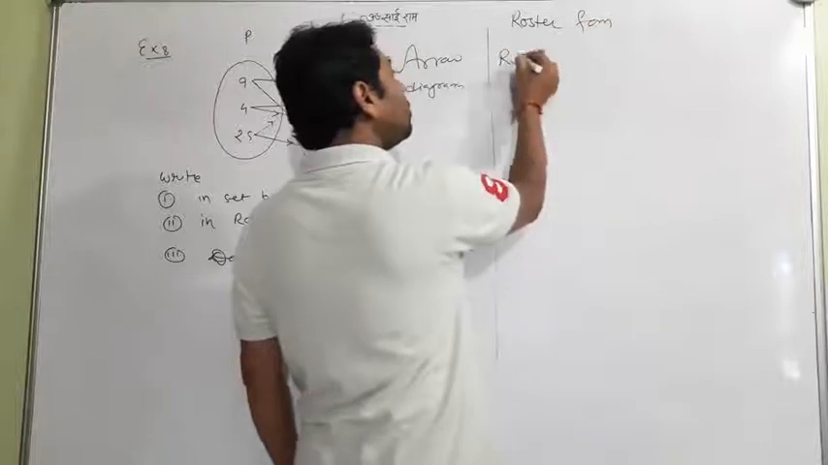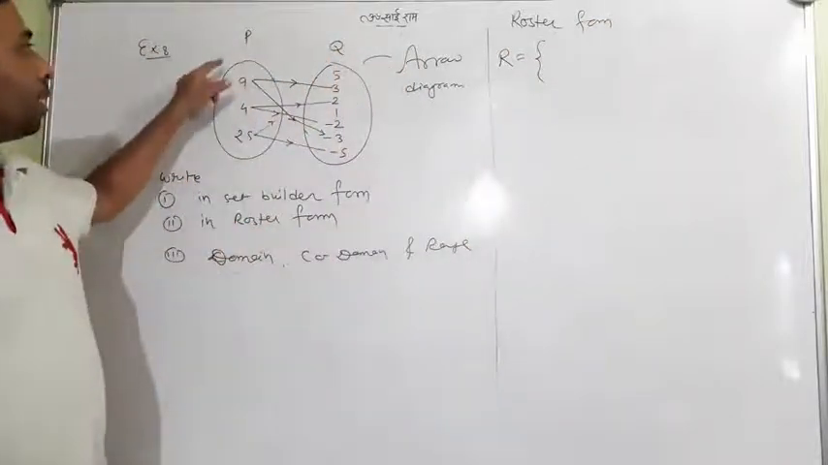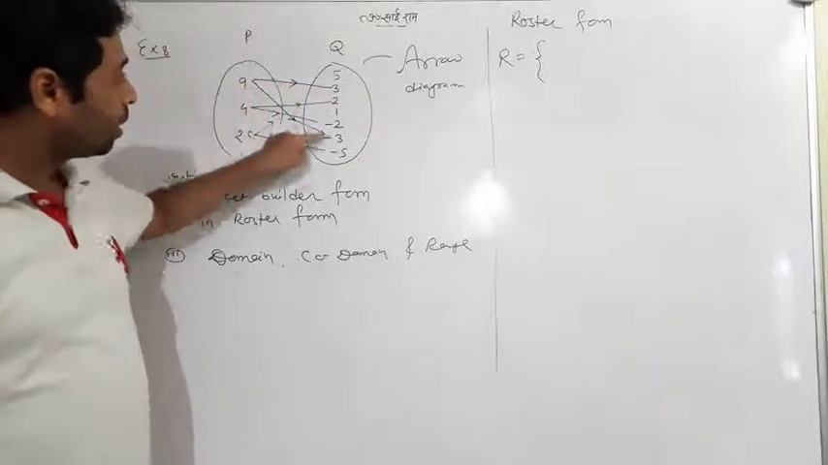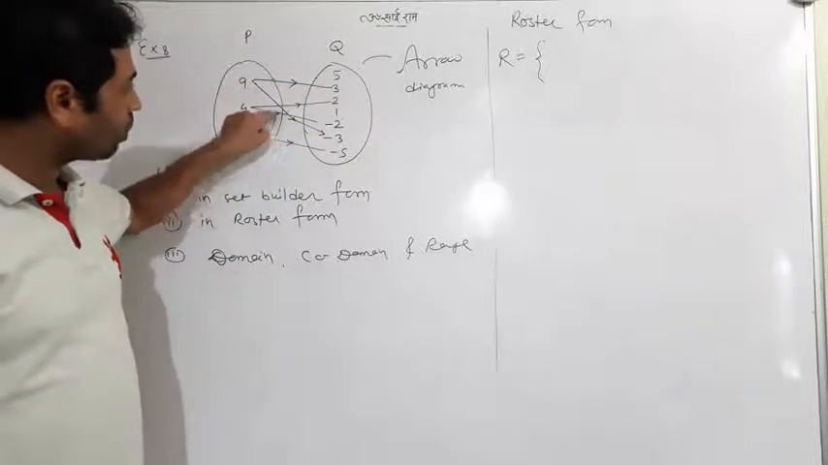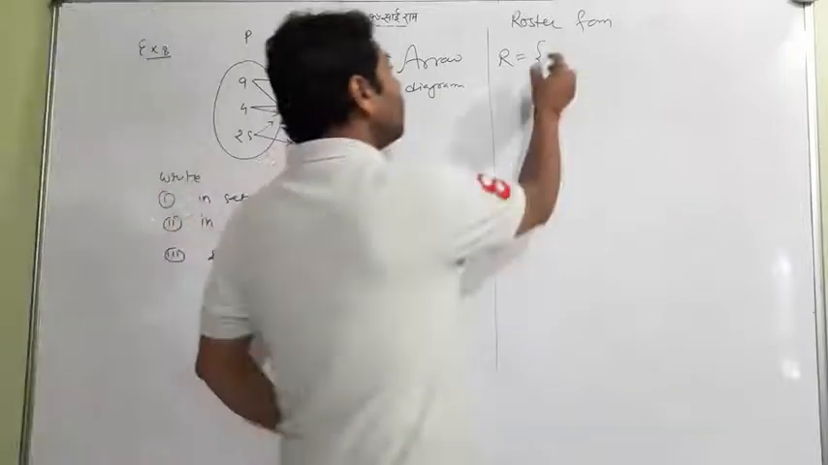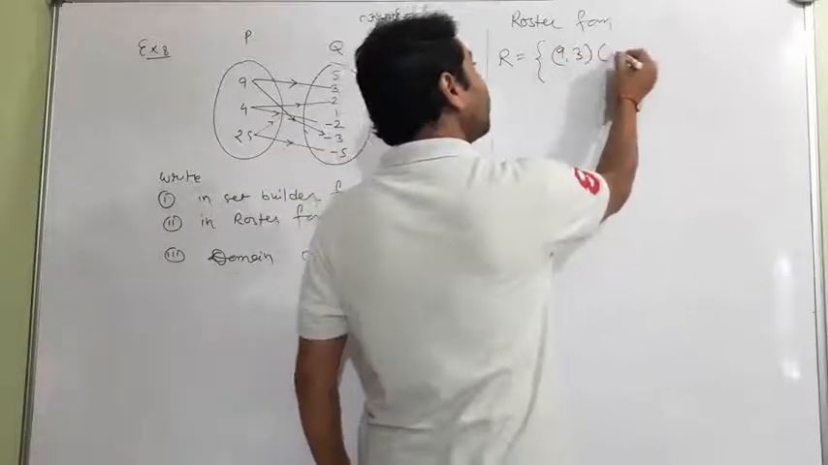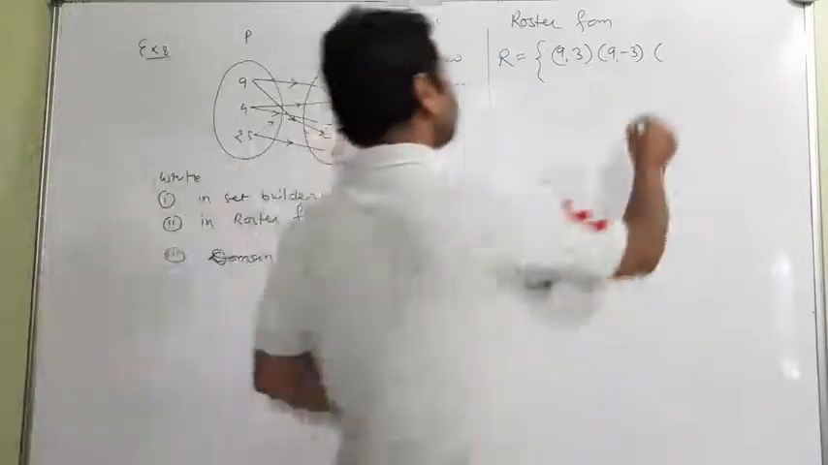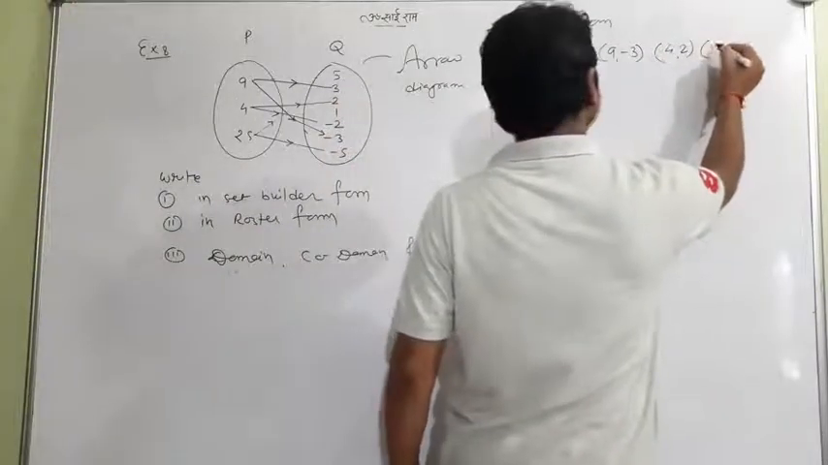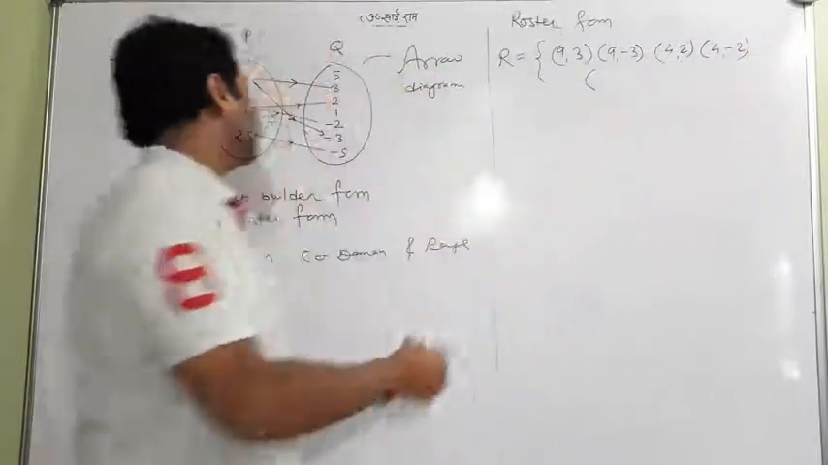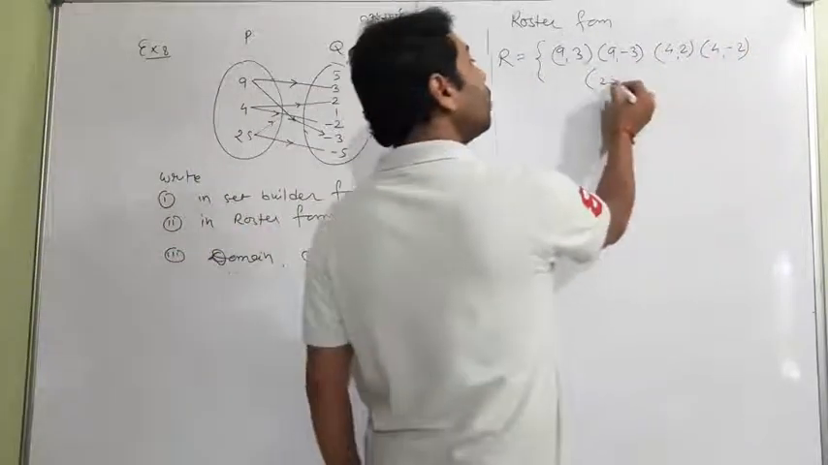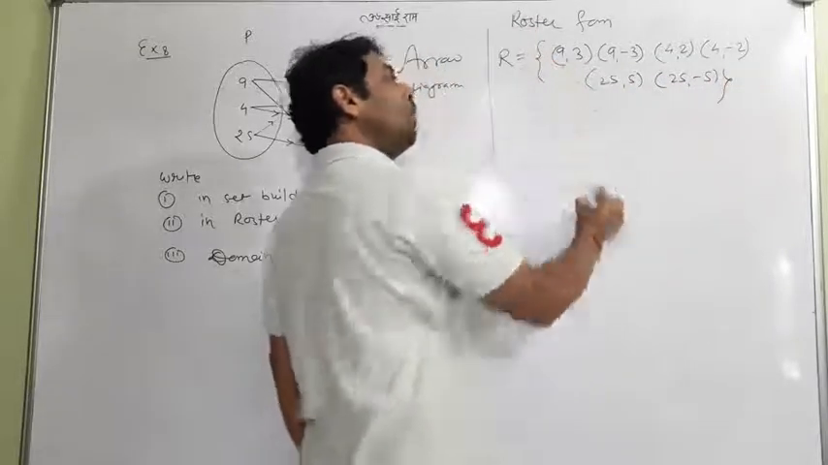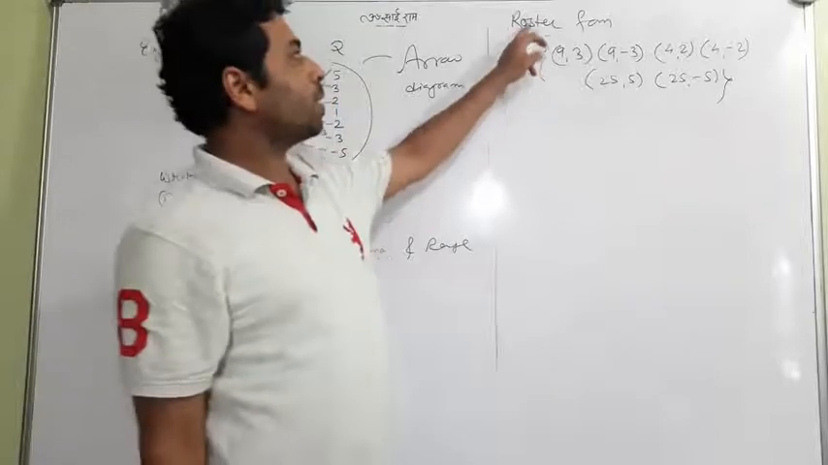So what is the relation's roster form? Simple. 9 has 2 images, 3 and minus 3. Meaning first 9, 3, second 9, minus 3. One can go with the next, 4 and 2, 4 and minus 2, and 25 and 5, 25 and minus 5. Whatever is appearing in front of you is a simple roster form.